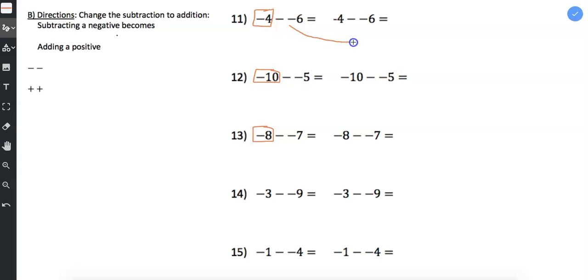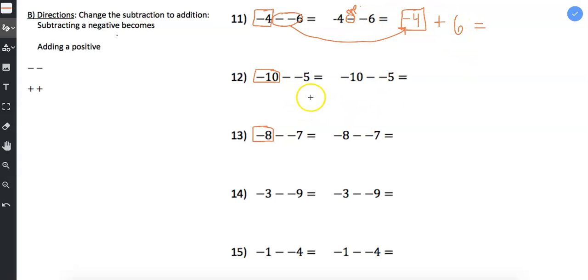So I'm hoping that we're getting to the point where we're realizing that we never change the first number. So the first number, -4, stays the same, but this section right here becomes addition. So -4 minus a -6 is the same as -4 plus 6. And I introduced you to the idea of thinking of a negative symbol as the opposite. So the opposite of -6 would be +6.